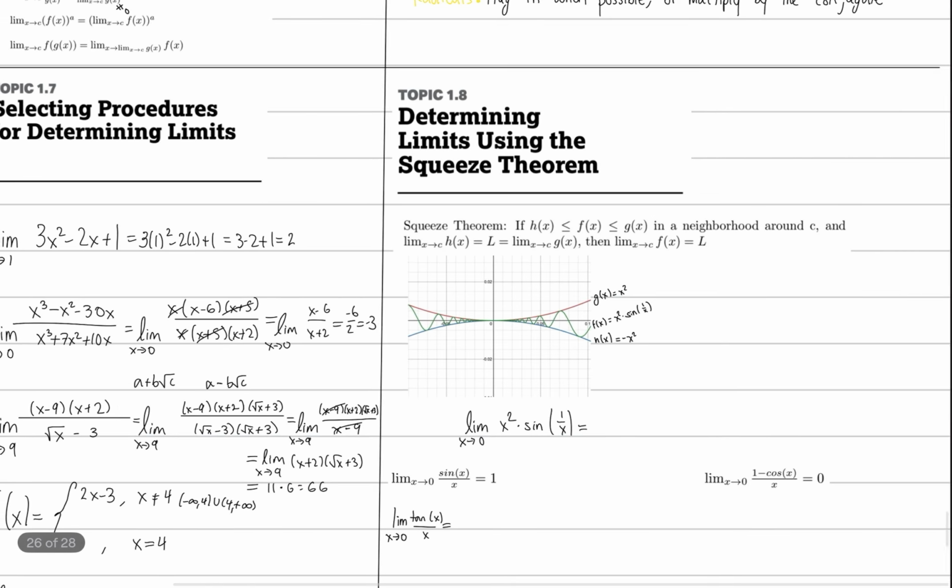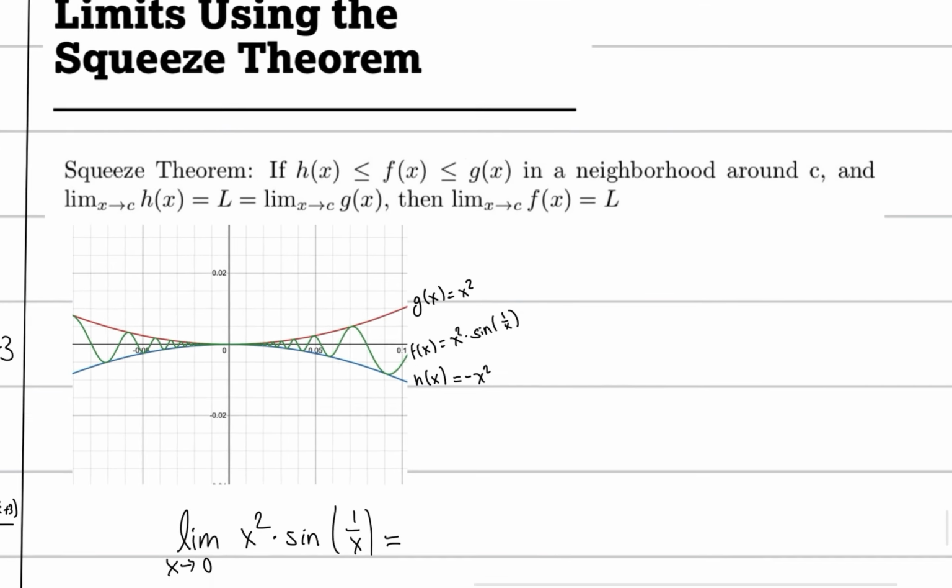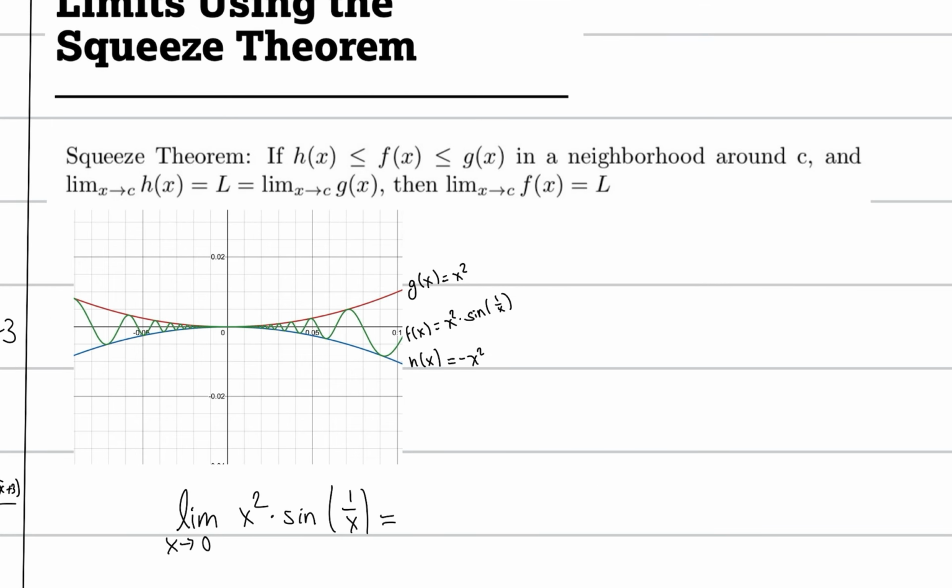So topic 1.8 is using the squeeze theorem to determine limits. Now, the squeeze theorem states that if h of x is less than or equal to f of x, which is less than or equal to g of x, in a neighborhood around c, which is basically saying in an interval containing c, but not necessarily at c, right? And the limit as x approaches c of h of x is equal to some real number L, or not actually necessarily a real number, which is also equal to the limit as x approaches c of g of x. Then the limit as x approaches c of f of x is equal to L.